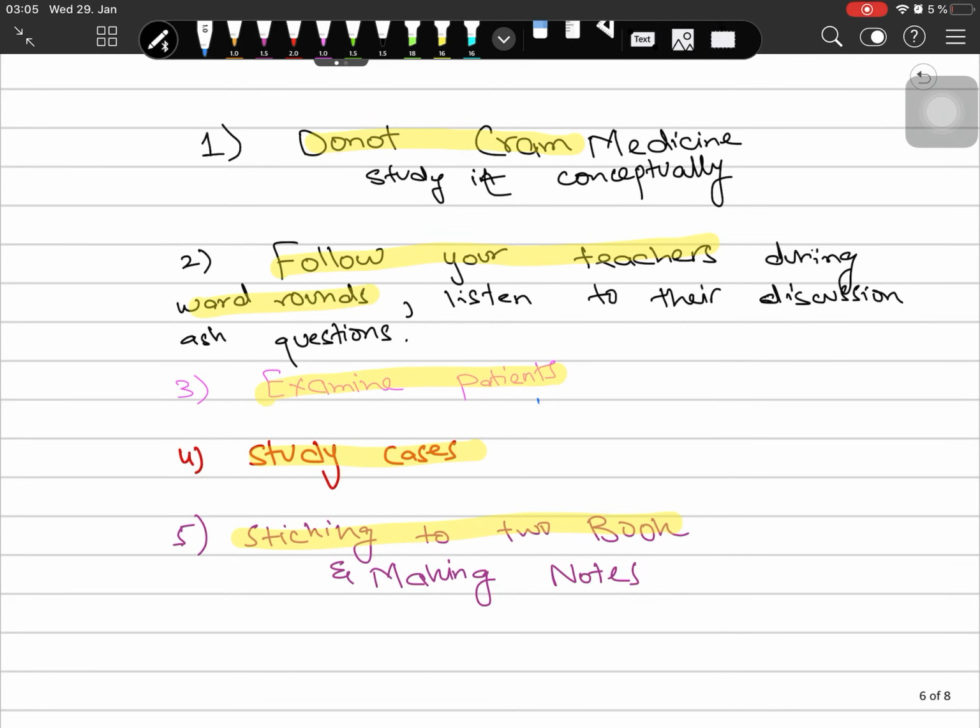And for examining patients, I recommend this book that I used. I think it's called Macleod's. It's a really good book for learning examination of patients.